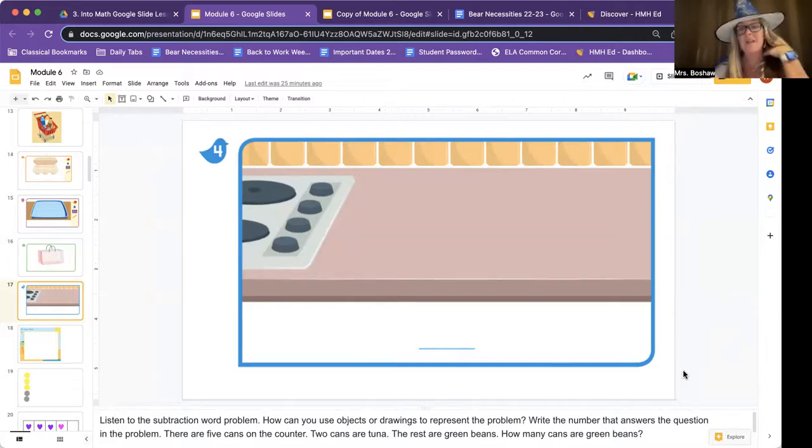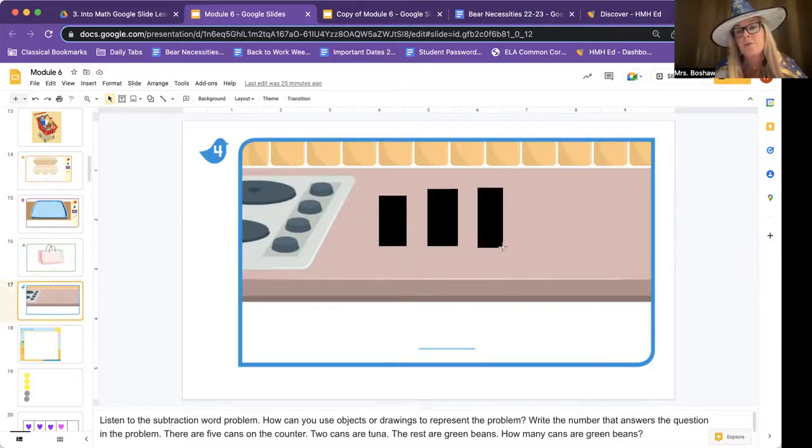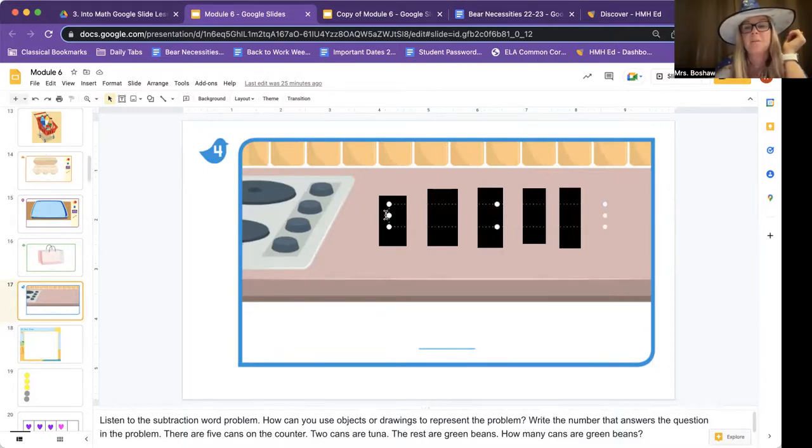Let's listen again. There are 5 cans on the counter. Okay, so I'm going to draw 5 cans. 5 cans, 1, 2, 3, 4, 5. Okay, 2 cans are tuna. Okay, 2 of them are tuna. I'm going to put a T for tuna.